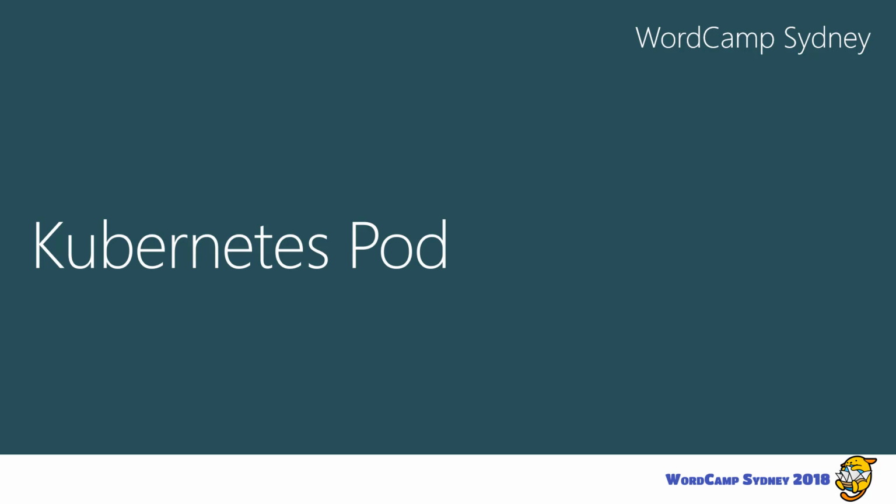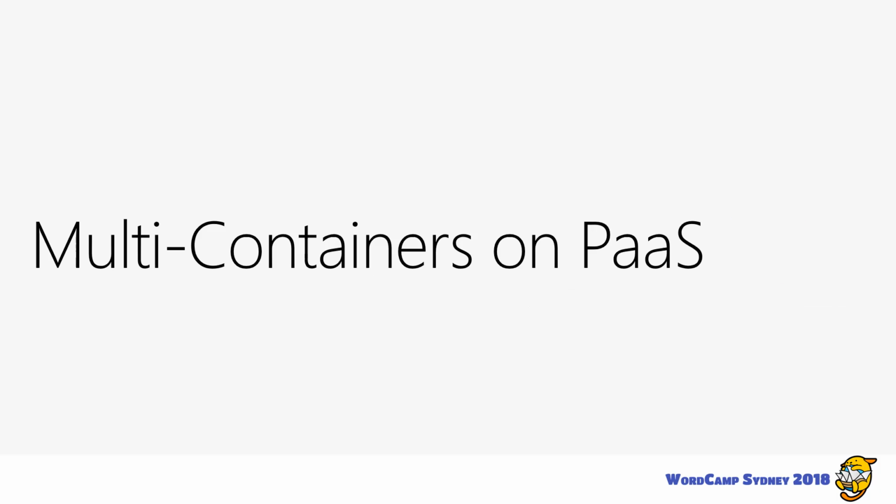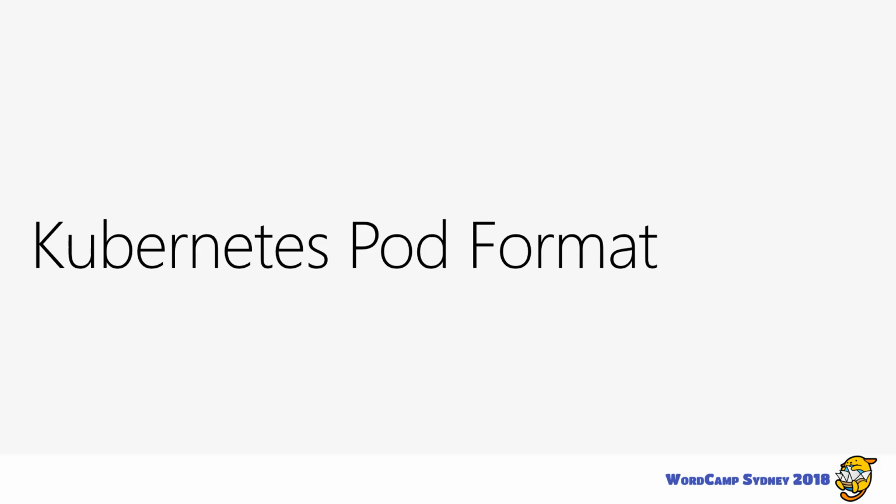Now, there is another type of multiple container scenario. We can use the Kubernetes pod file. Unlike Docker Compose, we can also use a Kubernetes pod. The basic idea is the same as Docker Compose, right? It uses the multi-container support, but the file format is different. That's the only difference.